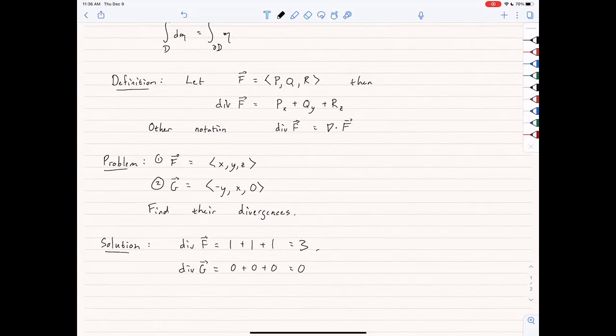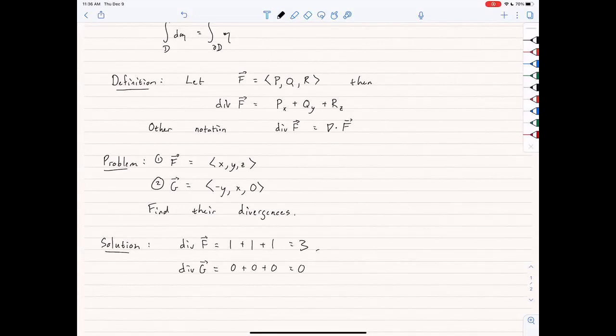So the computation of this is very easy, not a hard thing to do, right? So what does this mean, though? What is the meaning of this notion of divergence? And for that, there's a very simple interpretation of what divergence is telling you.